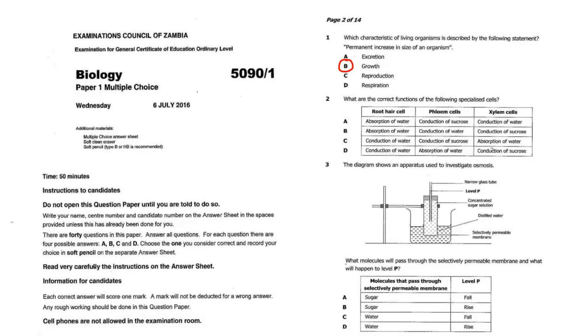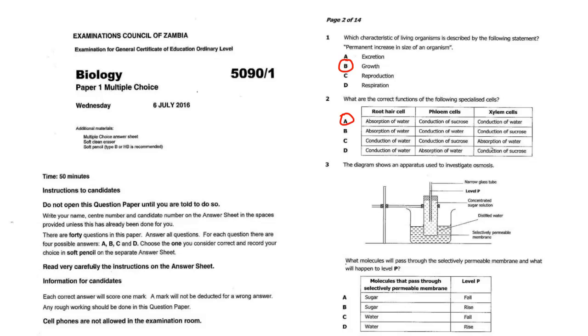Question 2. What are the correct functions of the following specialized cells? Root hair cell is absorption of water, phloem conduction of sucrose or organic material, then xylem conduction of water. So absorption, conduction of sucrose, then conduction of water. The answer is A, no doubt.